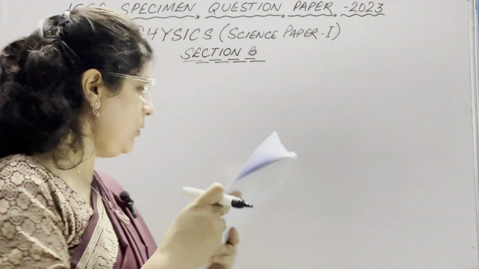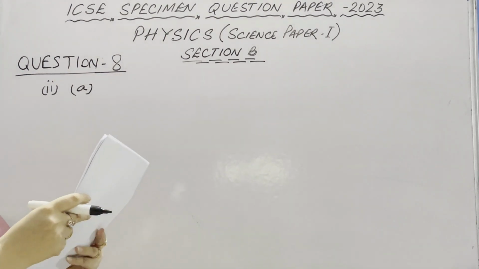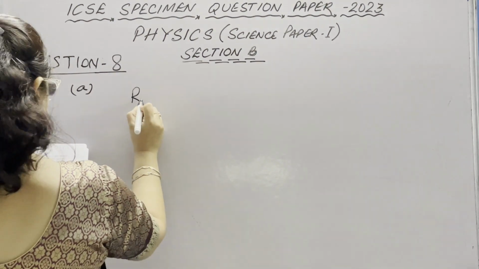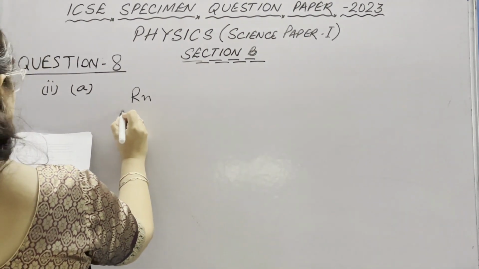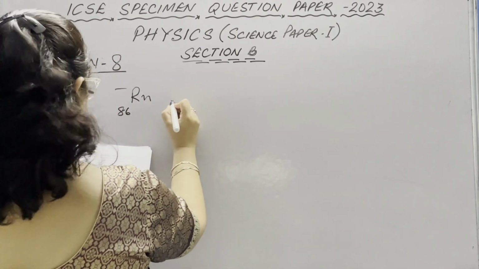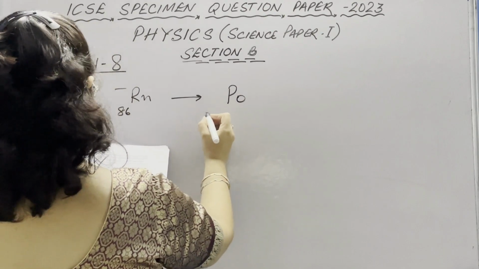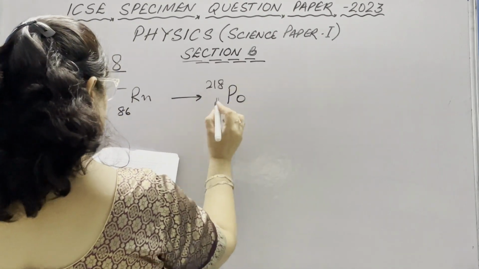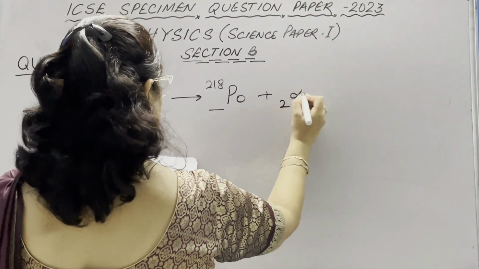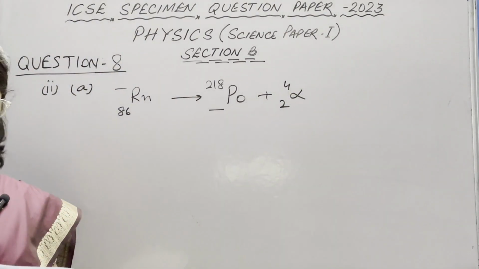Now for part 2, copy and complete the following nuclear reaction. The reaction is given as, this is radon, 86 is given as the atomic number and the mass number is required, and on the right hand side polonium is forming with mass number 218, atomic number they have asked, and an alpha particle is shown. It means an alpha particle is emitted here.